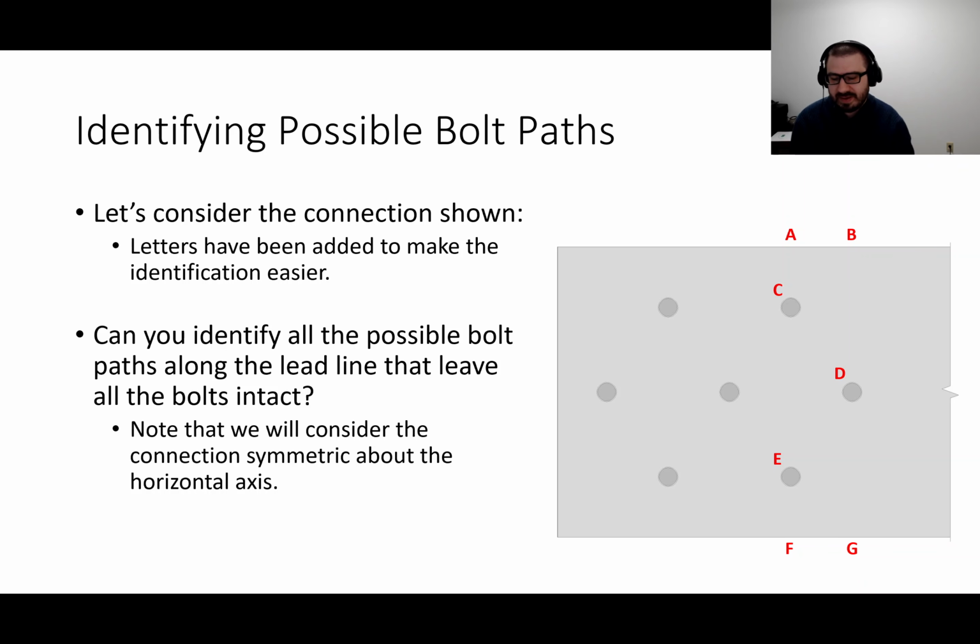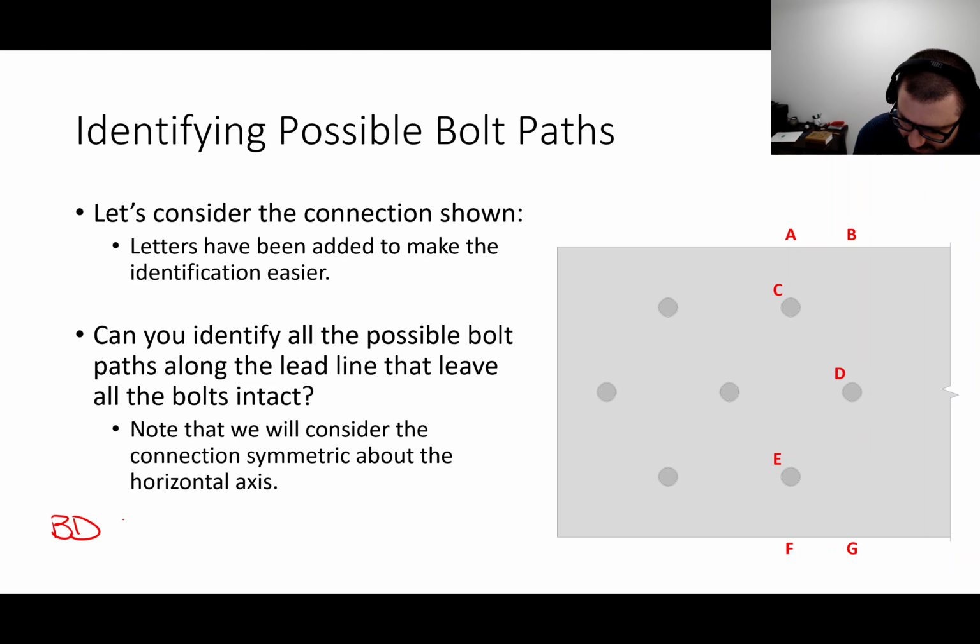All right, so let me give you kind of an idea. I'll do one for you. I'll start you off with one. One potential failure path is, my pen doesn't like me. It's this right here, BDG. I don't think it's the pen. I think it's where I'm touching the touch screen. It's wanting to go to the next slide. Okay, so path BDG is a potential failure path. Let me draw that path.